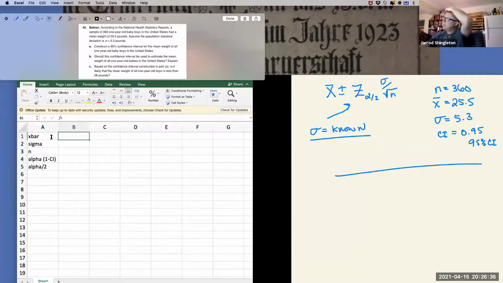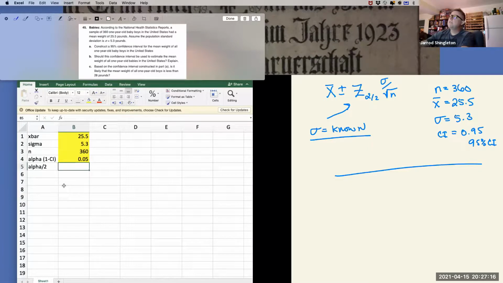So x bar here is 25.5. Sigma is 5.3. N is 360. 1 minus the confidence level equals 1 minus 0.95. You could hard code this in there, or you could actually just put another space for the confidence level, whichever you want to do, whatever's most comfortable. I'm actually going to make all three of those yellow because this is a little different. I actually had to put that value in there, and usually I make it its own spot. For this demonstration, I'll just go ahead and put that there.